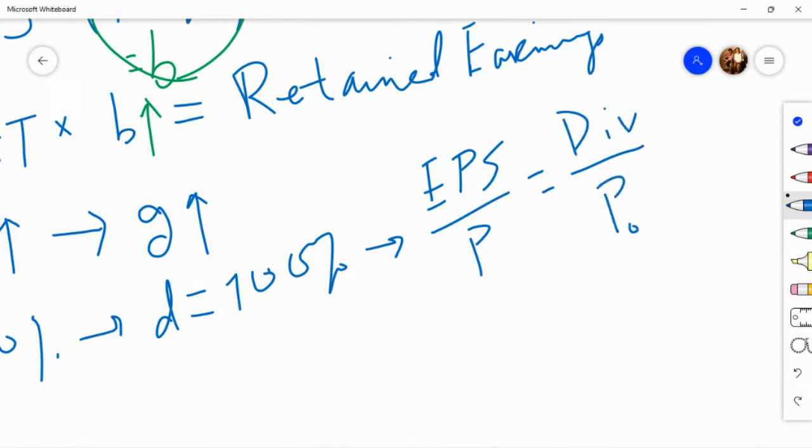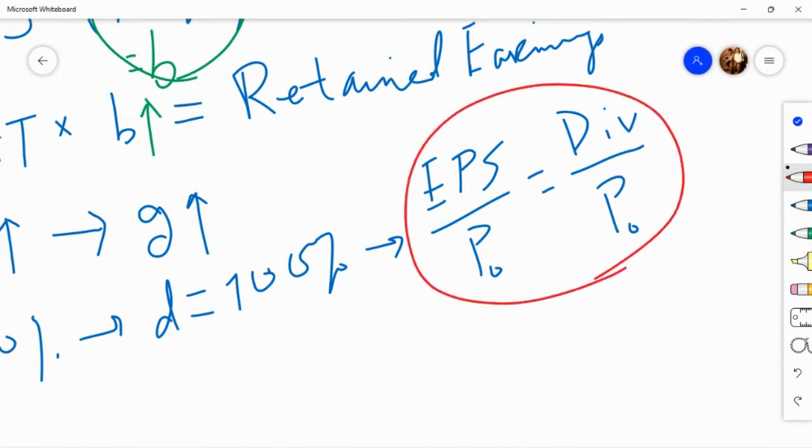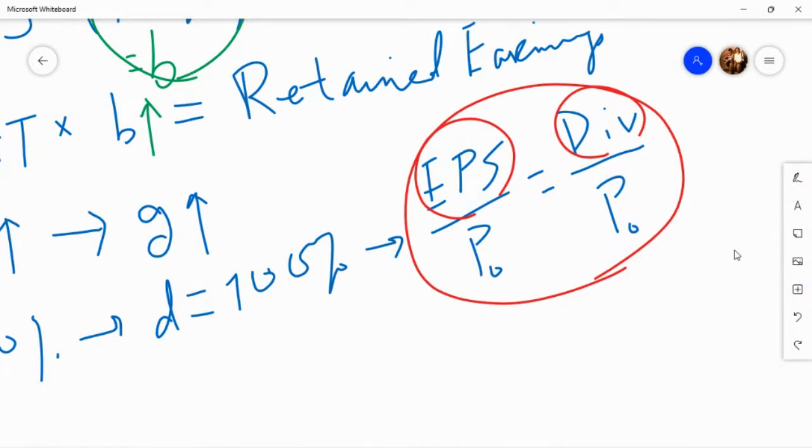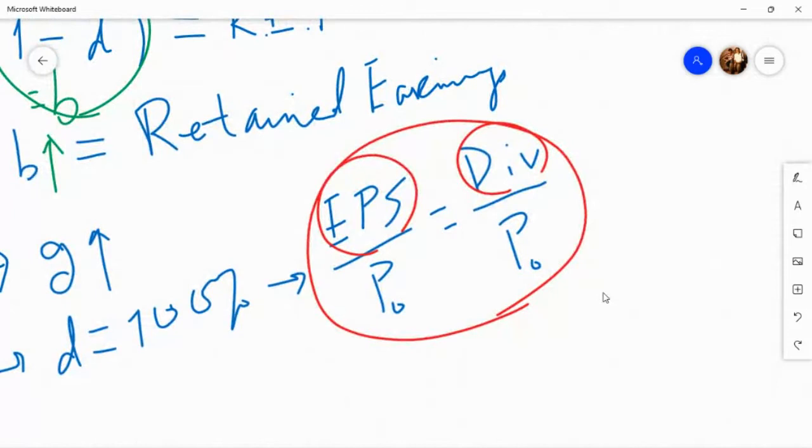If dividend yield is the same thing as earnings yield, that means what? This company is a zero growth company. The company doesn't grow. Make sense? If they are paying out all of the earnings as dividend, in other words, if 100% of the earnings is paid out as dividend, then this company's growth will be zero, right?